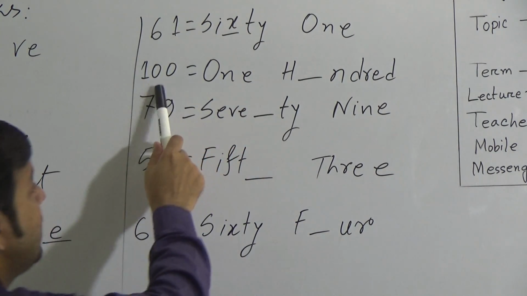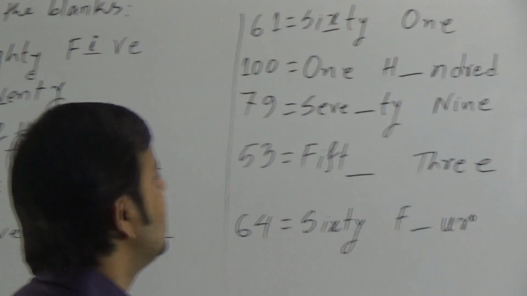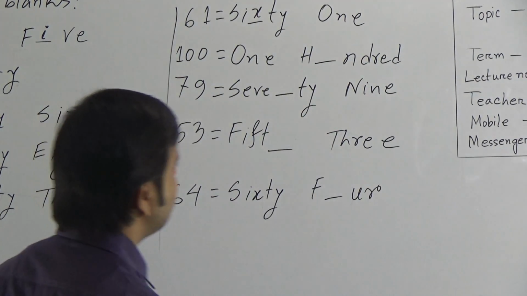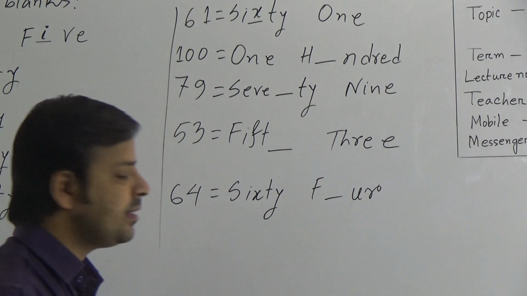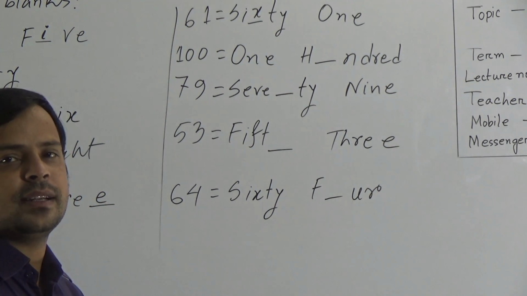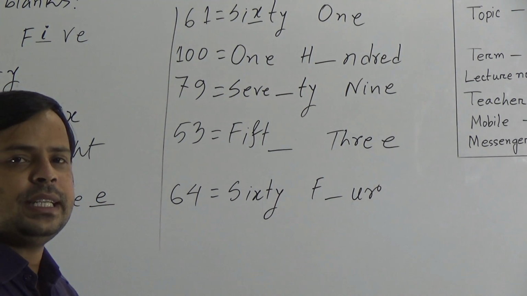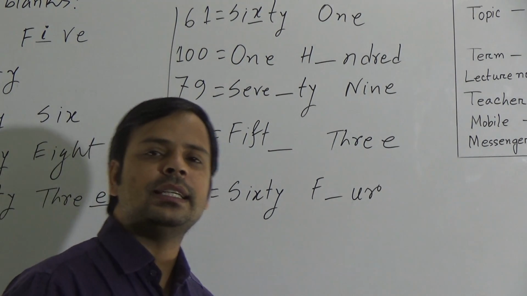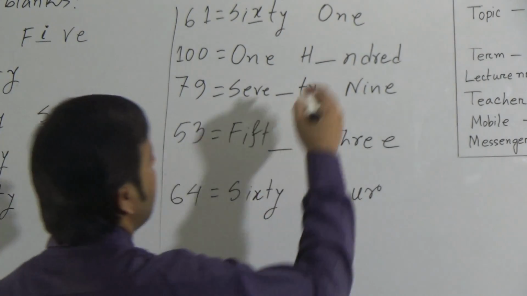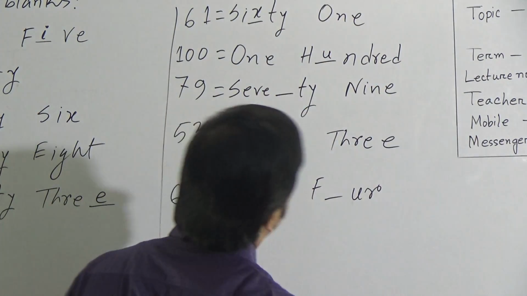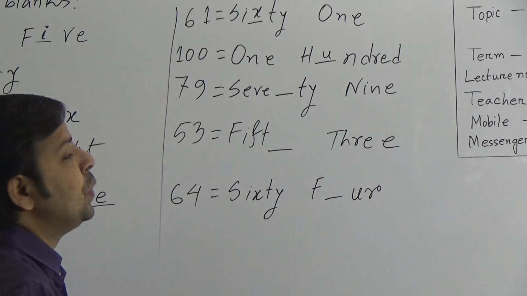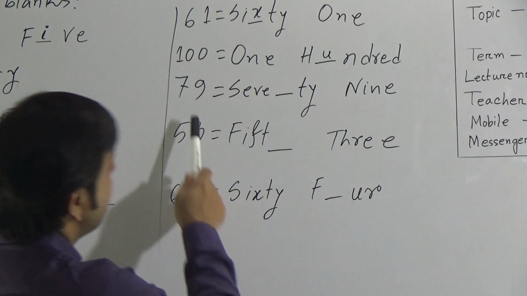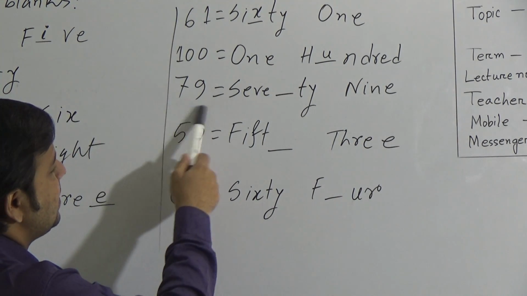Now the next number is 100. Here 1 is given. We have to write 100. Dear students, the spelling of 100 is H-U-N-D-R-E-D. So after H here is a blank, so we have to write U. H-U-N-D-R-E-D. Then the next number is 79.